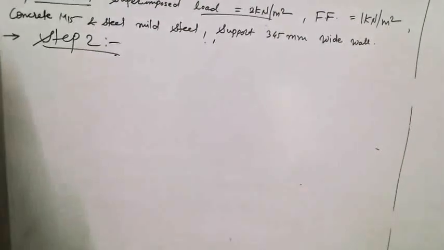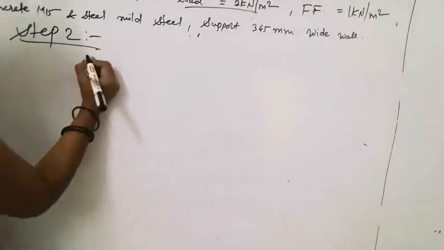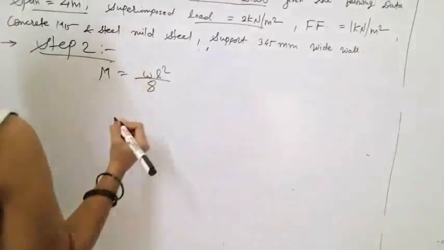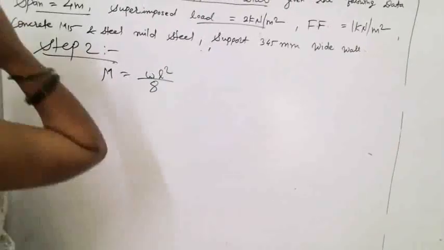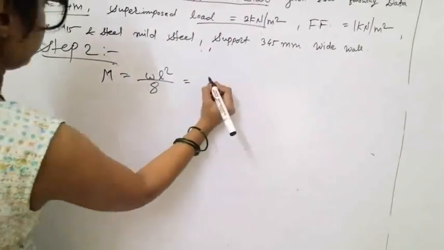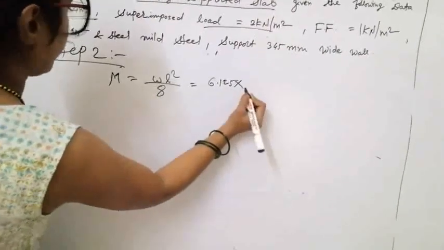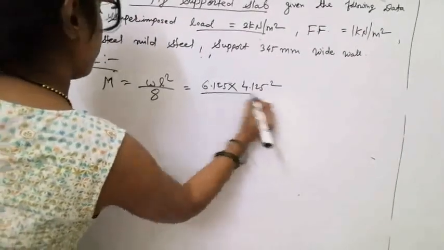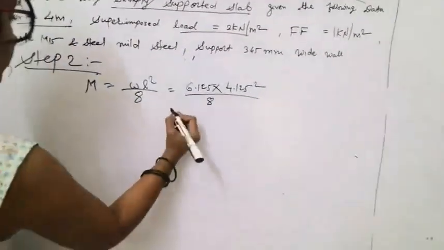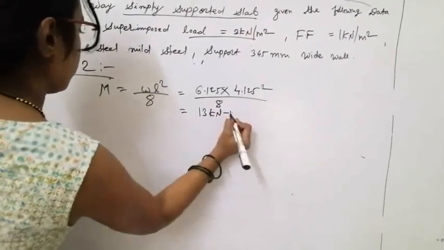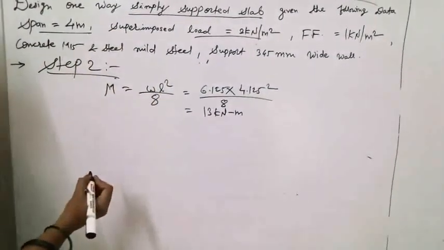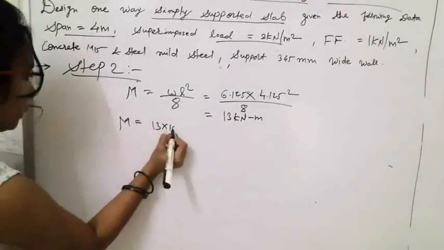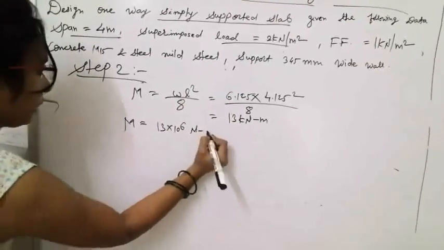As we got the value of L, we can find out the value of M, which is WL square by 8. The value of W is the total load, 6.125 into 4.125 square by 8. We get 13 kilonewton meter. Therefore, the value of M is 13 into 10 raised to the power 6 Newton mm.